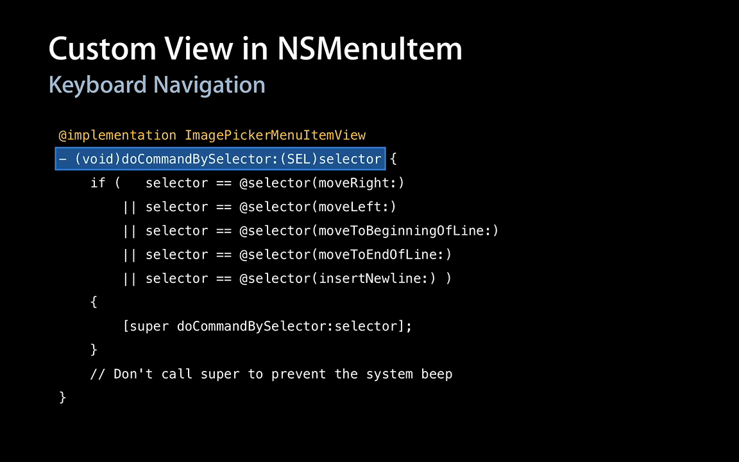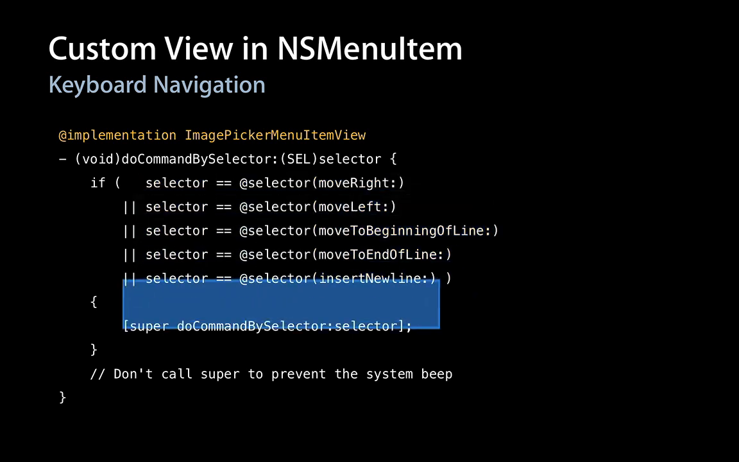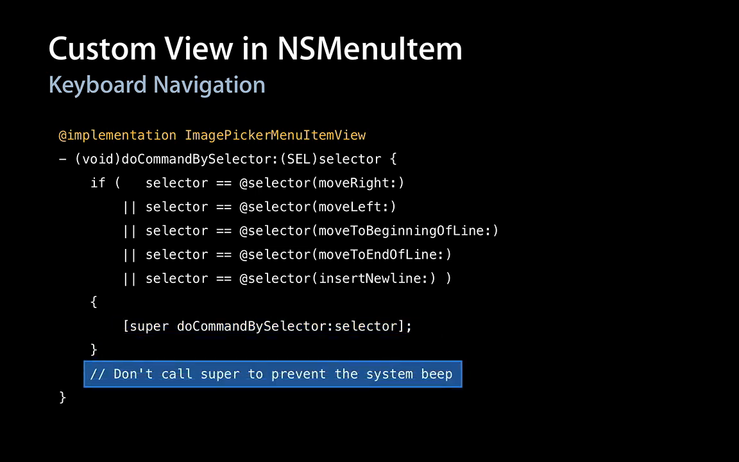In menus, whenever there's some invalid keyboard movement, they don't beep. So we want to go ahead and just check for the selectors that we've implemented above. If it's one of those selectors, we'll go ahead and just call up to super, which will call back the correct method. But if it's not one of those methods, we specifically don't want to call super so that we eat the action right here and we don't have a system beep.